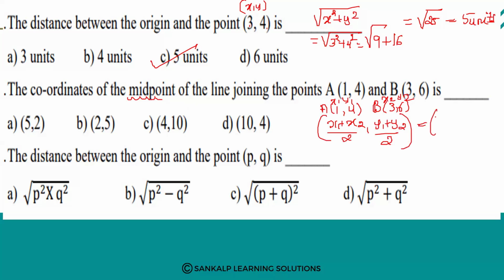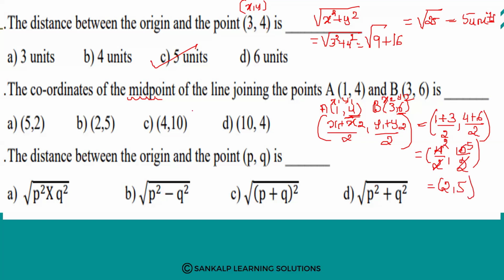That is, x1 value is 1, x2 value is 3, divided by 2. Y1 value is 4, y2 value is 6 here. So, 4 plus 6 divided by 2. Right. 1 plus 3 is 4, 4 divided by 2. And 6 plus 4 is 10, 10 divided by 2. 2 ones are 2, 2 fives are 10. That means you are getting 2 and 5. So these are the coordinates of point P, that is 2, 5.